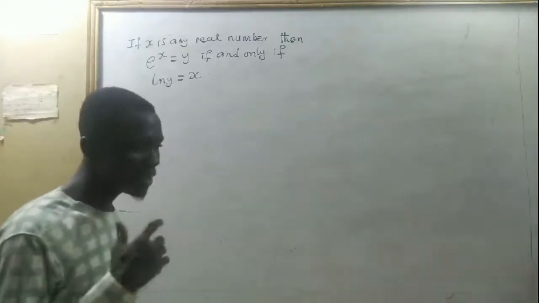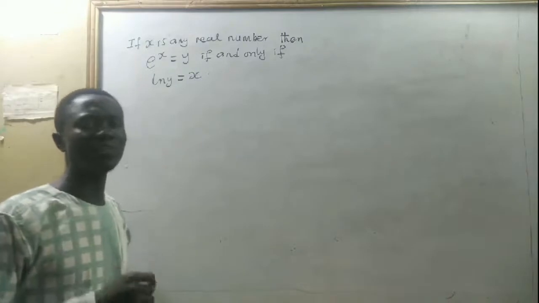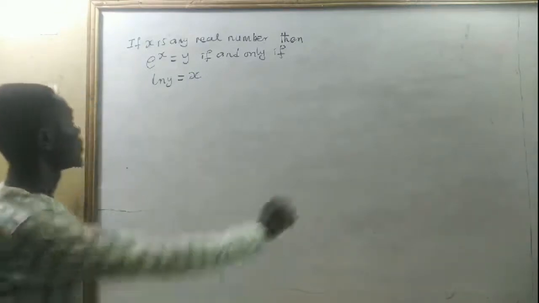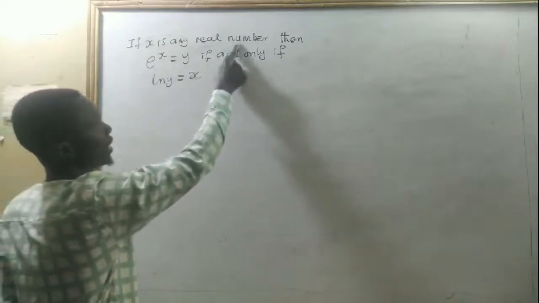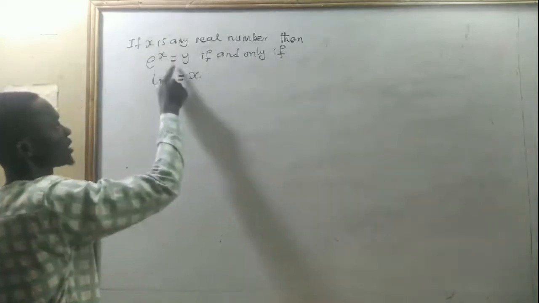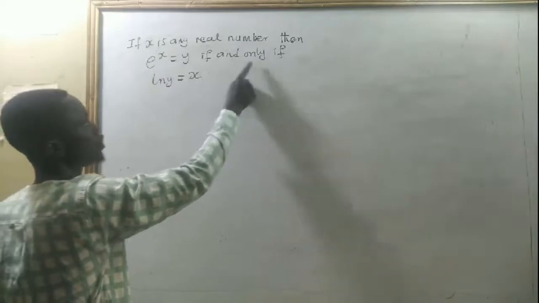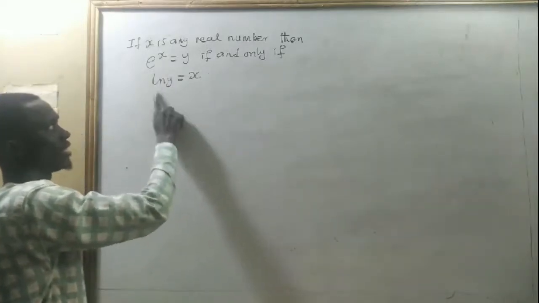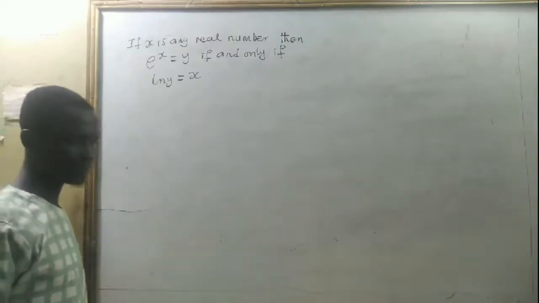Now, in this lesson, we are going to look at the derivative of the natural exponential function e. Now, if x is any real number, then e to the power x equals y if and only if the natural log of y equals x, that is, ln of y equals x.